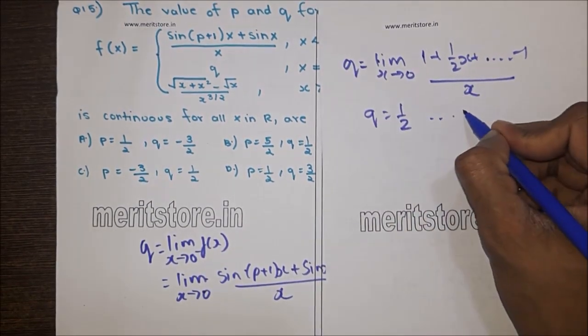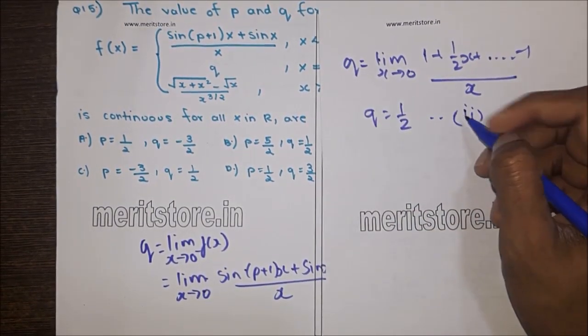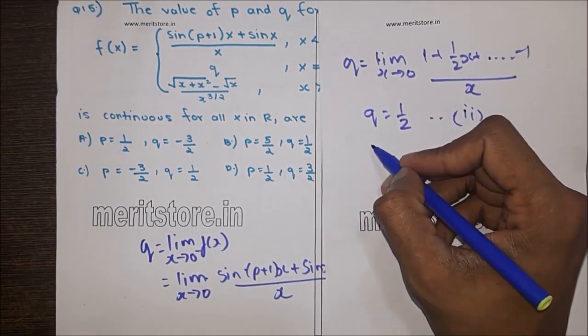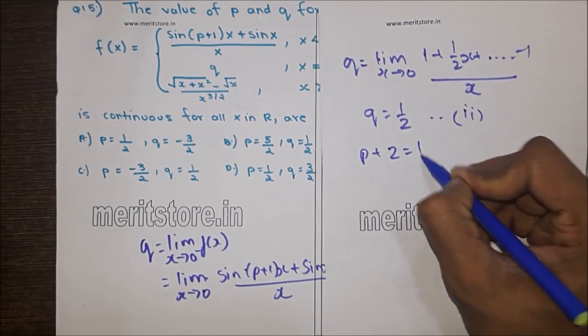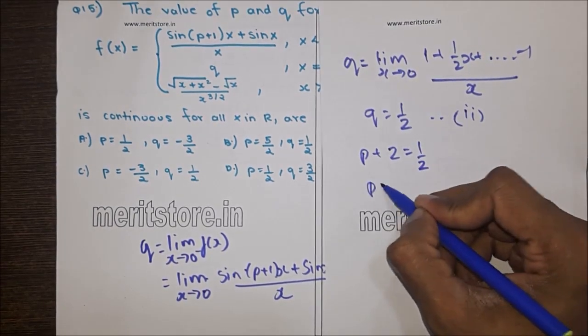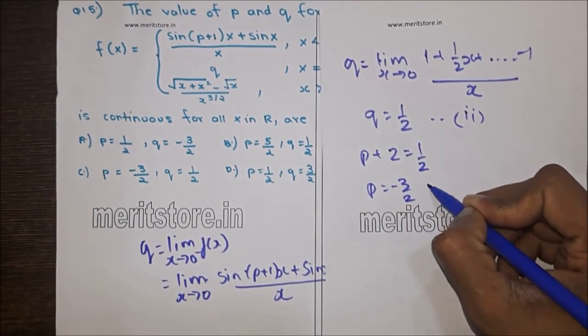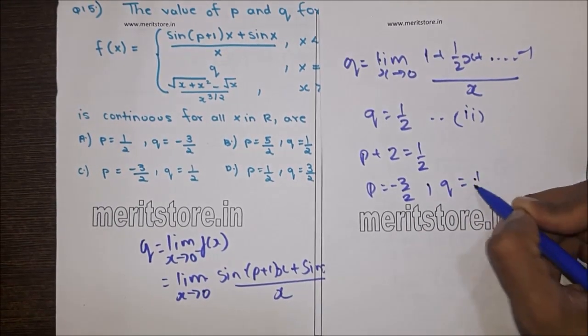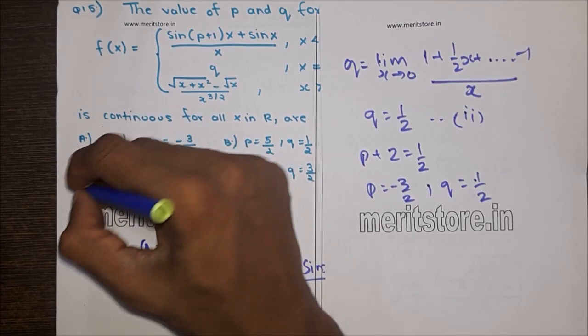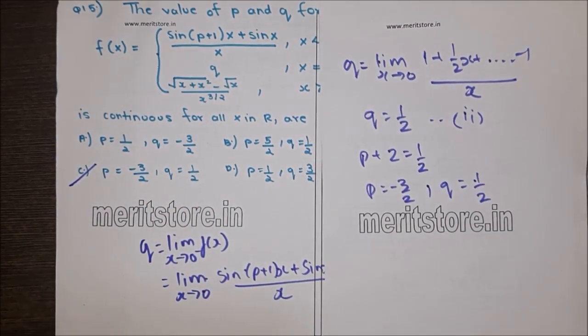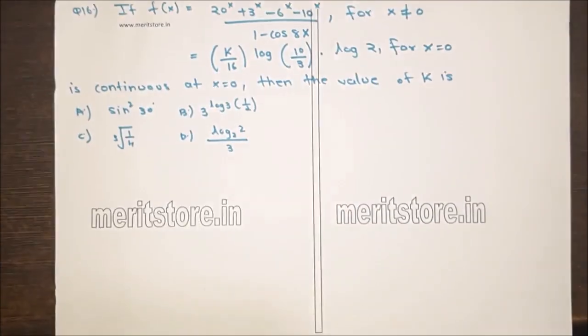Let this be equation 2. Therefore we solve for p from equations 1 and 2, we get p plus 2 equal to 1 by 2, where we get p is equal to minus 3 by 2 and q is equal to 1 by 2. If we see, our answer matches with option C. Therefore option C is the correct answer.